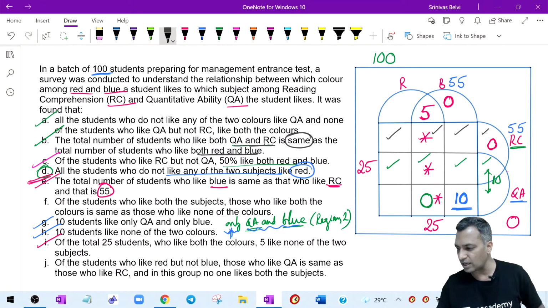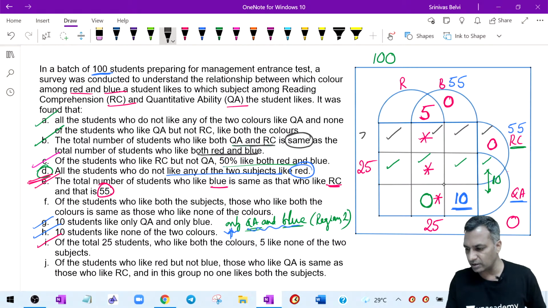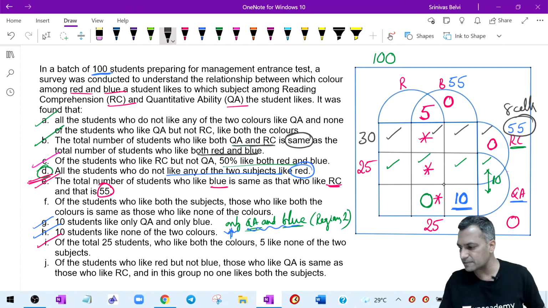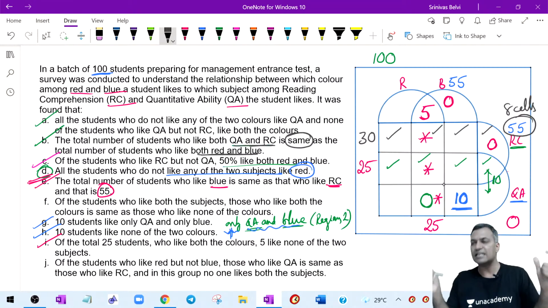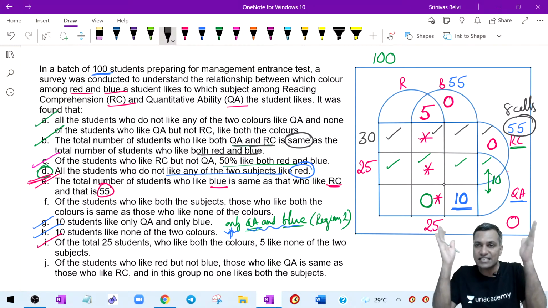I'm putting these 4 colors in the black ticks. That has to be 30. Why? Because the total is 55. 55 is made up of 8 cells. How many cells are there under that RC cylinder? There are 8 cells in that RC cylinder.